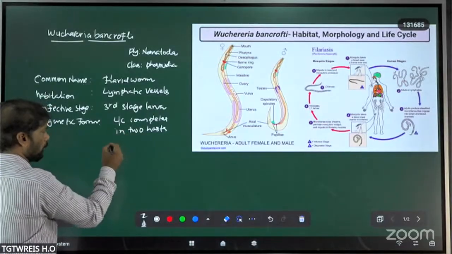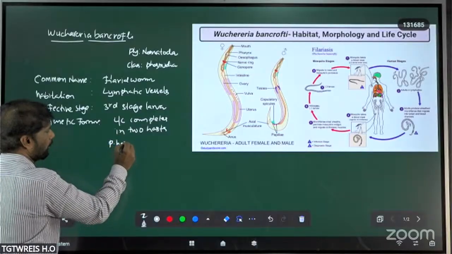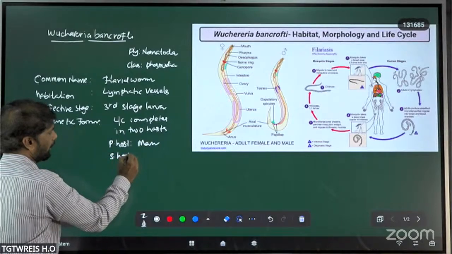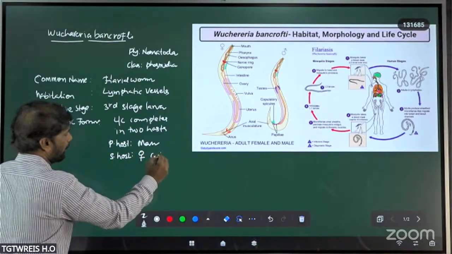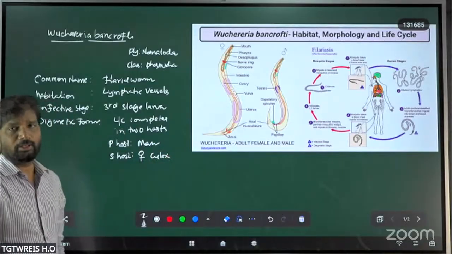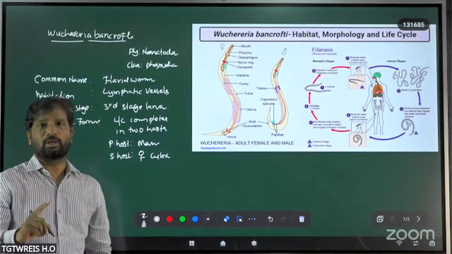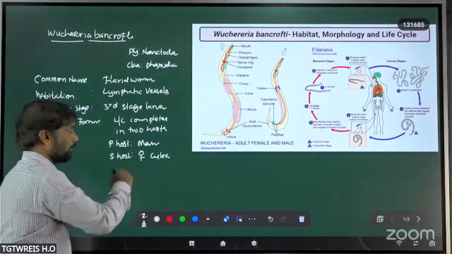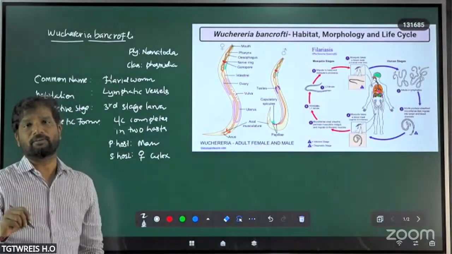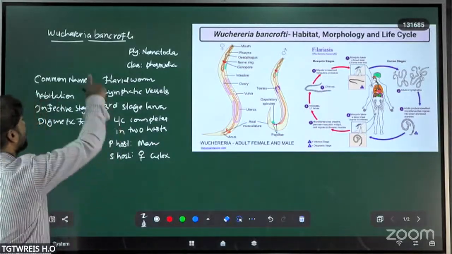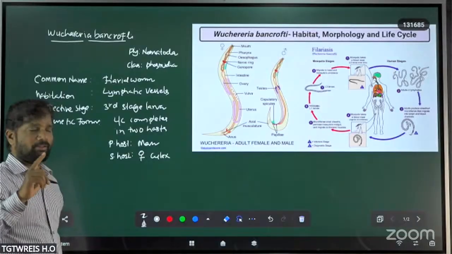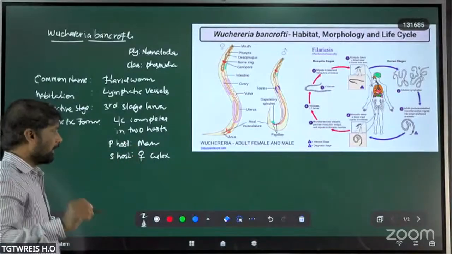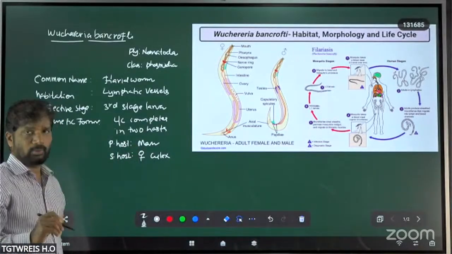In these two hosts, the primary host is the human, that means man, and the secondary host is the female Culex mosquito. For Plasmodium, the malarial parasite, the primary host is also man, but instead of Culex, it completes its life cycle in the female Anopheles mosquito. But the Wuchereria bancrofti parasite completes its life cycle in two hosts: the primary host is man, and the secondary host is the female Culex mosquito.